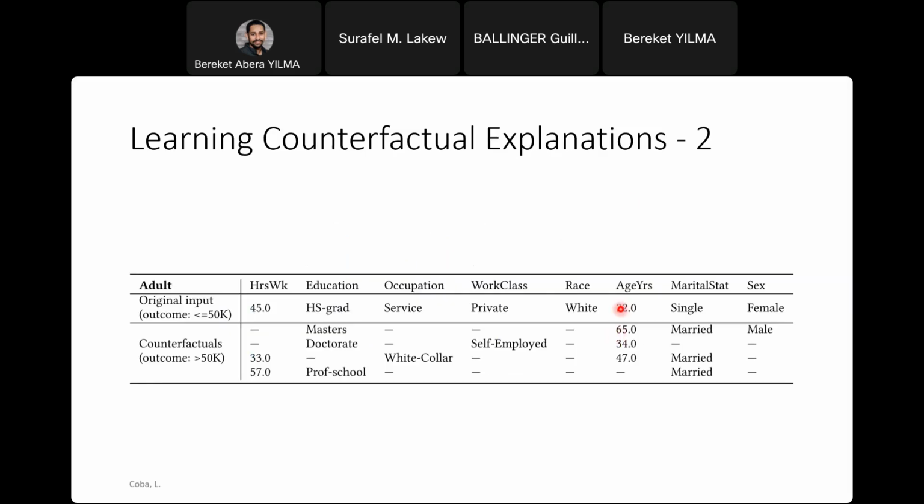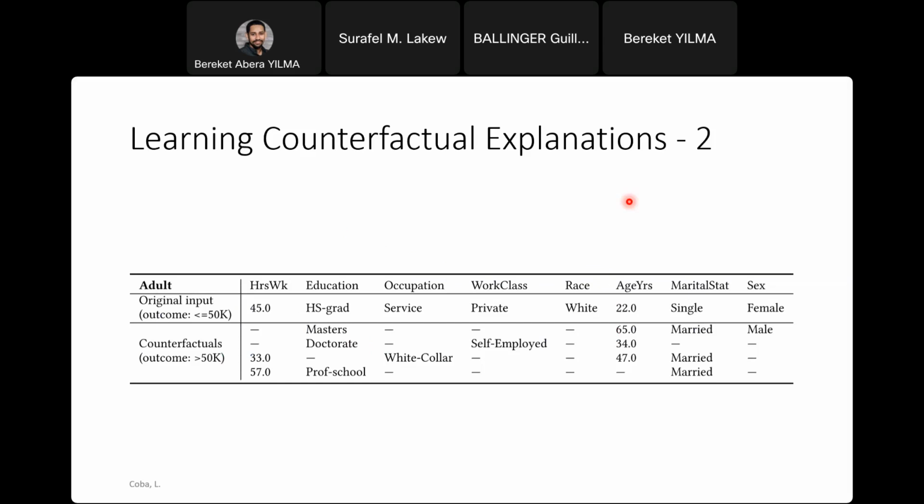To give an example, using this approach, we see that for the original input, the model is predicting that this user has an income below 50K, and the user has these features: working 45 hours, a grad, working service, private, white. So it's using also personal features, so the model is probably using also the sensitive features of the user. The age, single, and the gender is female.